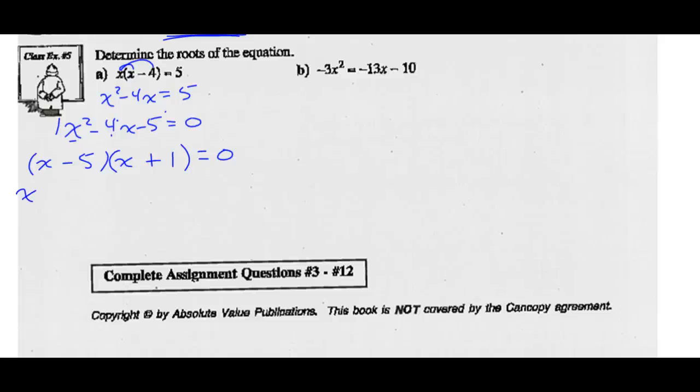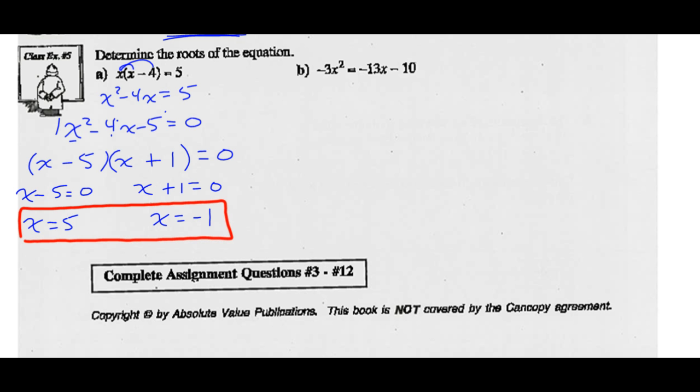Now set each variable factor equal to 0. So x minus 5 can equal 0, or x plus 1 can equal 0. And solve those simple equations. Here, add 5 to both sides. Here, minus 1 from both sides. And our solutions are x equals 5, x equals negative 1.